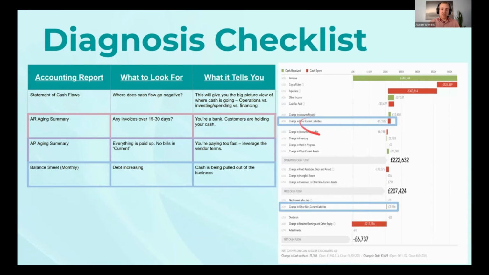And so if you see that your liabilities are your cash flow leak, you would check your balance sheet, and you should be looking at this on a monthly basis, but you can look at it month by month and see, all right, where's my debt increasing?